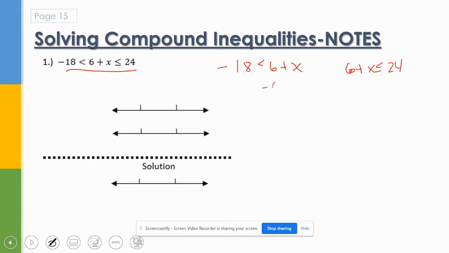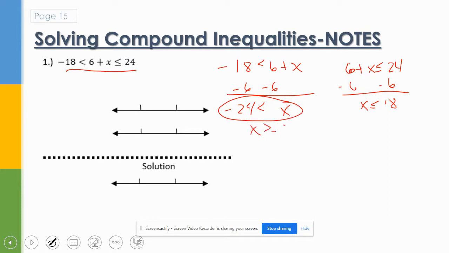And I'm going to solve both of them, just like you would solve, they're fairly simple ones. And then I'm going to graph both. So x is greater than negative 24. So there's negative 24. X is greater than, it's going that way. X is less than or equal to 18.